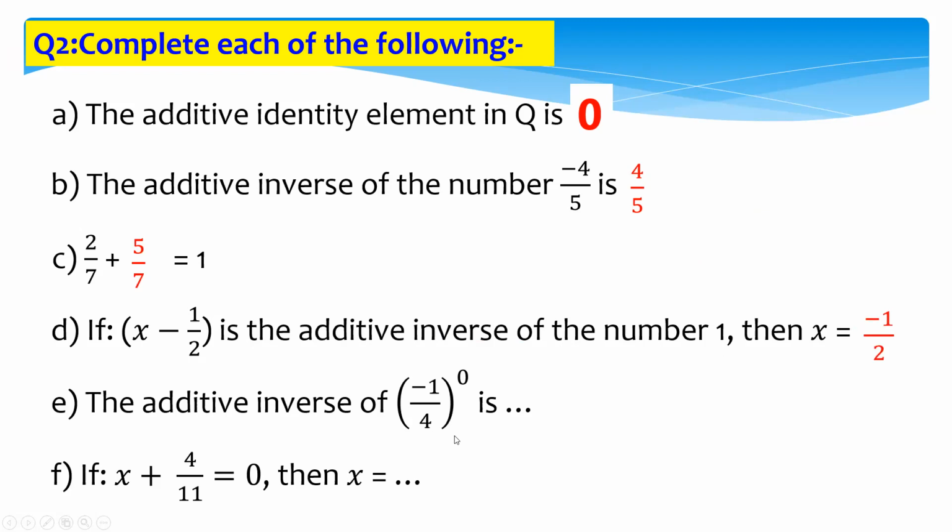Next, the additive inverse of negative 1 over 4. Attention here, I will find the answer first. Here I have negative 1 over 4 to the power 0. We said before any number to the power 0 will be 1. It means the additive inverse is negative 1. X plus 4 over 11 equals the additive identity 0. It means the number will be the additive inverse. The additive inverse of 4 over 11 will be negative 4 over 11. The answer would be negative 4 over 11.